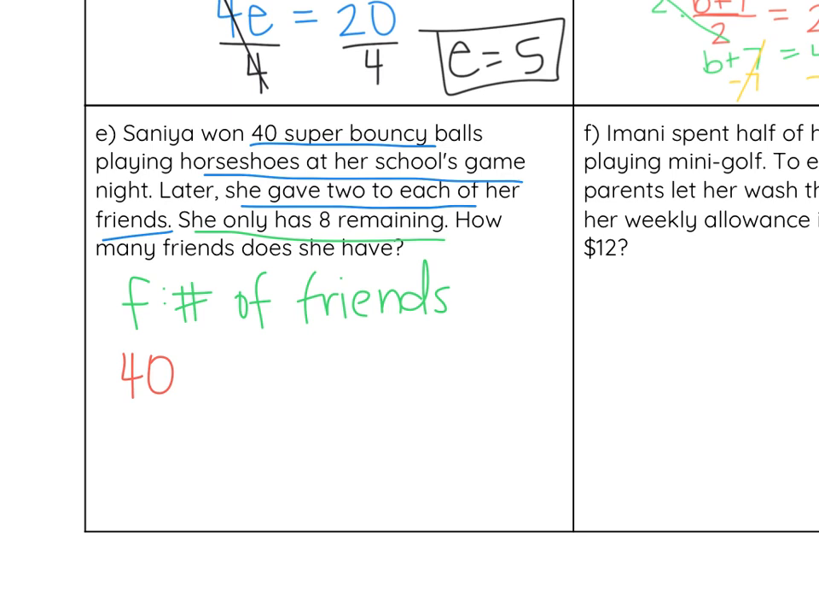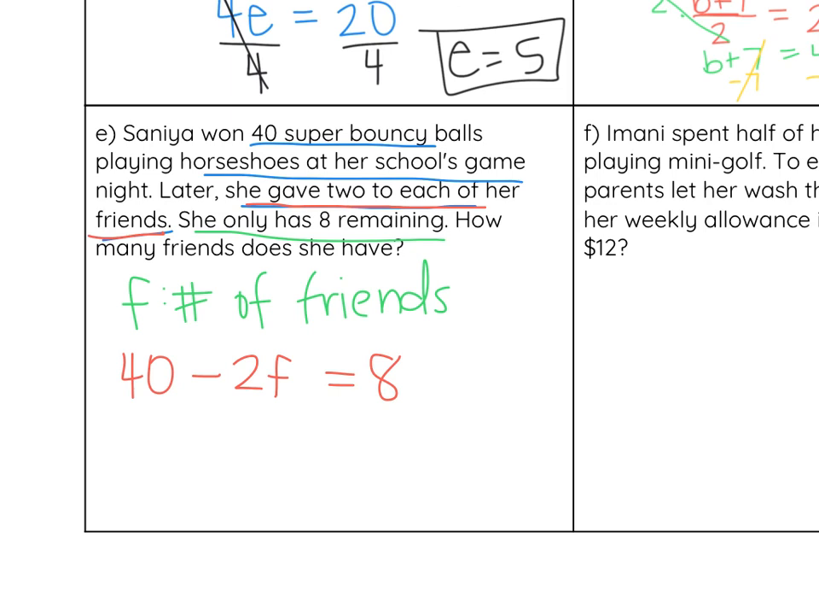But she ended up giving 2 to each of her friends. So if she's giving them away, that means I must subtract 2 for each friend. So if she had 1 friend, it would just be 2. If she had 2 friends, it would be 4. 3 friends, 6. So what we're doing there is multiplying 2 times the number of friends that she has. At the end of all this, she only had 8 bouncy balls remaining. So let's solve this equation.